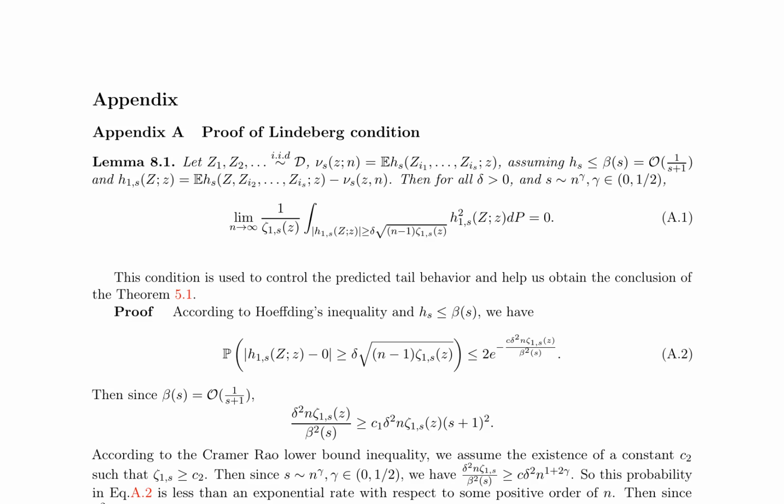They begin by stating Lemma 8.1, which controls the predicted tail behavior under specific conditions on the function h_s. This leads to the conclusion of Theorem 5.1 through the application of Hoeffding's inequality and the Cramér-Rao lower bound inequality. The probability of h_1,s(z) exceeding a certain threshold is shown to decay exponentially with respect to n, thus satisfying the Lindeberg condition. To prove Theorem 5.1, the authors define the Hájek projection of ν_s(z; n, m) minus ν_s(z).